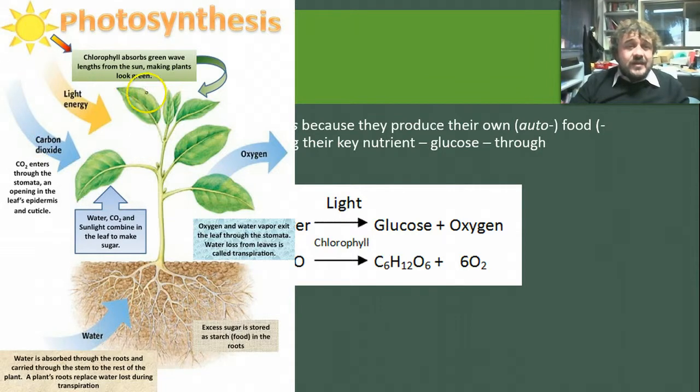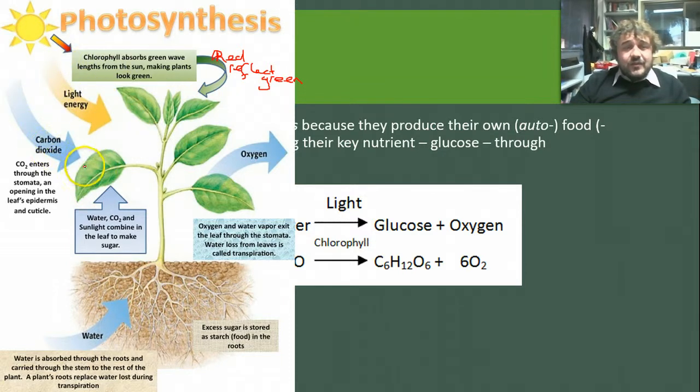So photosynthesis happens here, right? So the chlorophyll absorbs the green wavelengths of the sun, making the plants look green. That's not true. They actually absorb the red wavelengths. They absorb red and reflect the green, which is why they're green. So they absorb red, reflect green.